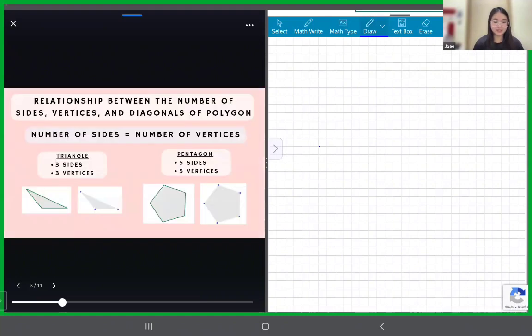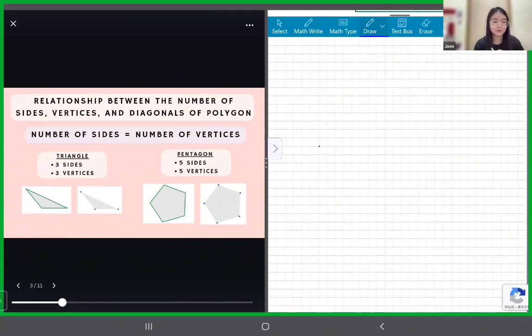Okay. Next, Teacher Divya has mentioned three things just now, which are sides, vertices, and diagonals. So now we will see the relationship between them. First, we will see the number of sides and the number of vertices. These two are the same, they are equal. That means if the polygon has five sides, then it also has five vertices. If the polygon has 10 sides, then it also has 10 vertices. They are the same, they are equal.